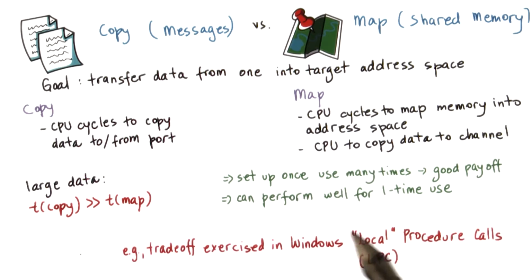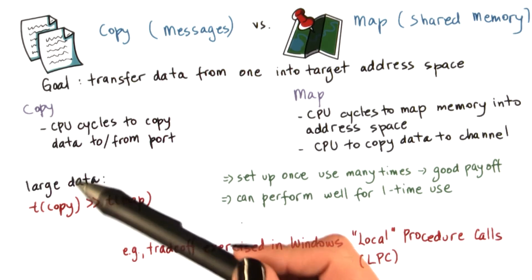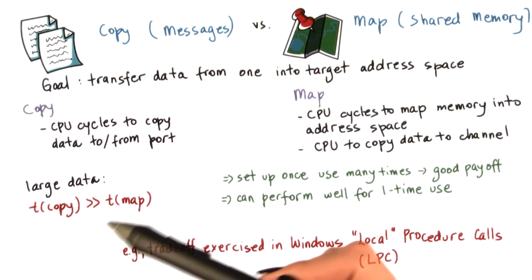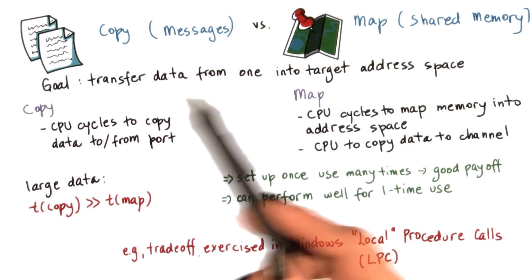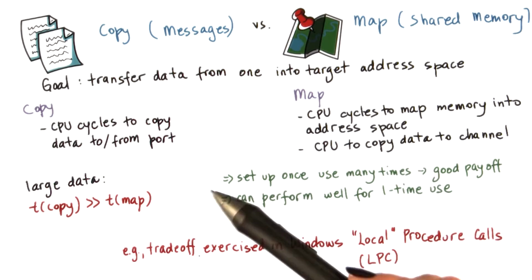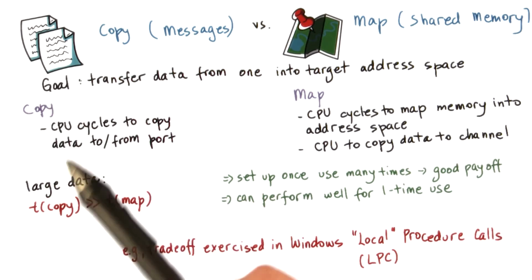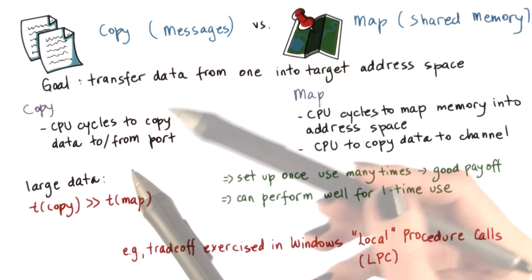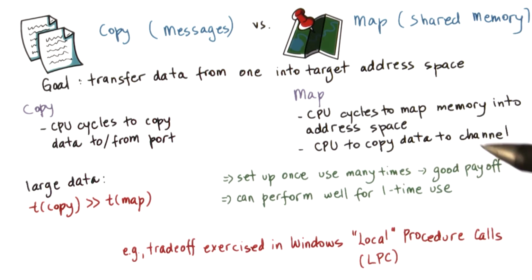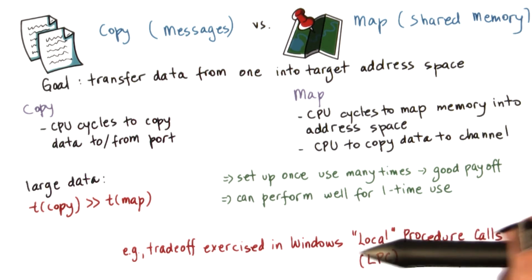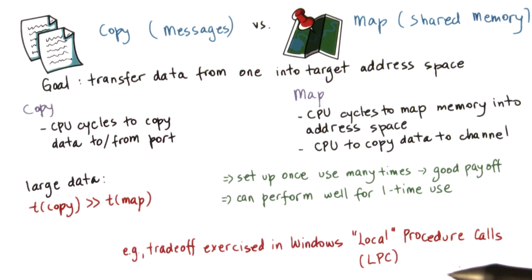In fact, Windows systems internally, in the communication mechanisms they support between processes, leverage the fact that there exists this difference. So if the data that needs to be transferred among address spaces is smaller than a certain threshold, then the data is copied in and out of a communication channel via a port-like interface. Otherwise, the data is potentially copied once to make sure that it's in a page-aligned area, and then that area is mapped into the address space of the target process. This mechanism that the Windows kernel supports is called local procedure calls, or LPC.